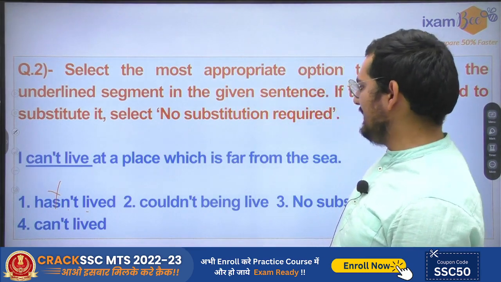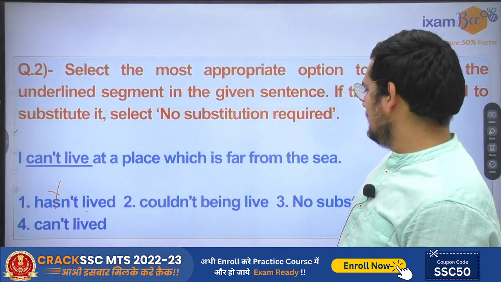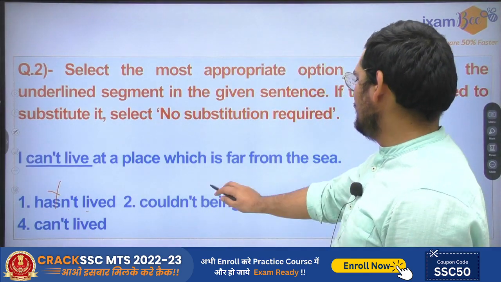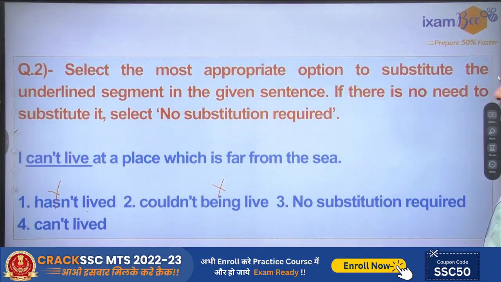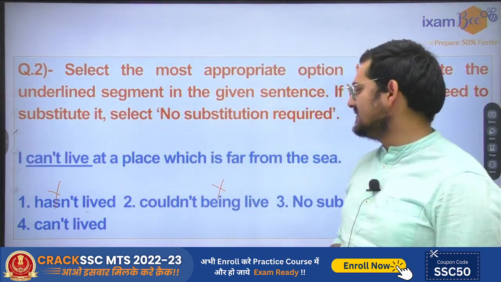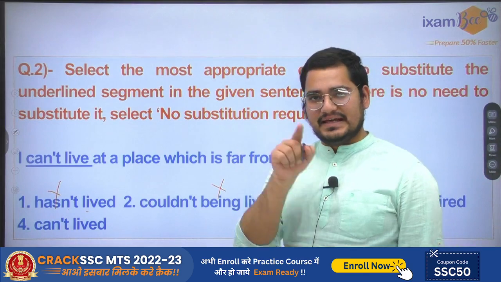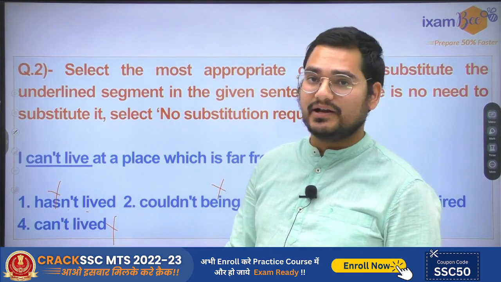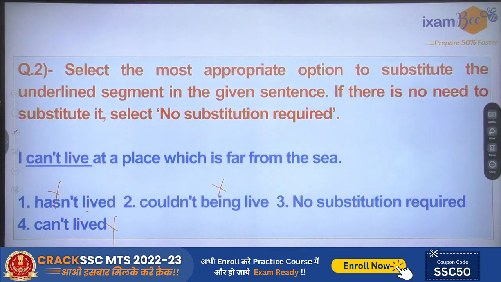Then "couldn't being," "I couldn't being live at a place." That doesn't make any sense, right? Grammatically, so it will also be incorrect. Then "can't lived," "I can't lived at a place which is far from the sea." It is "couldn't live," not "can't lived." So incorrect, right? So what is then the correct option?